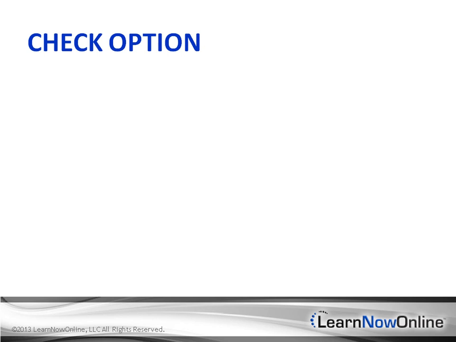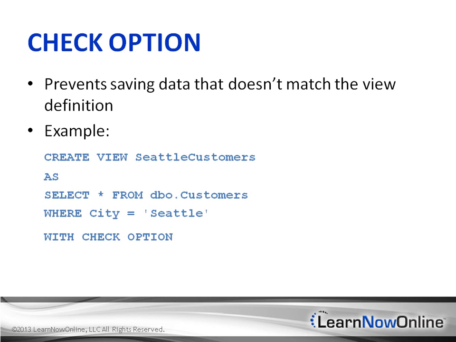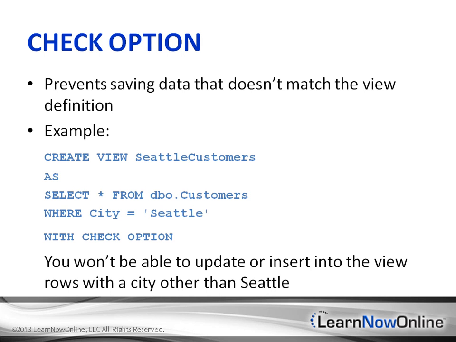One is the check option. This option prevents saving data to the underlying tables when the data doesn't match the view definition. An example of that is this create view Seattle customers as the select statement. In this case, I'm creating a view that is filtering the customers to only return the customers that are located in the city of Seattle. With this kind of view definition, the result is that if you attempt to use this view to update data in the underlying table using a city other than Seattle, you're not going to be able to save that data.